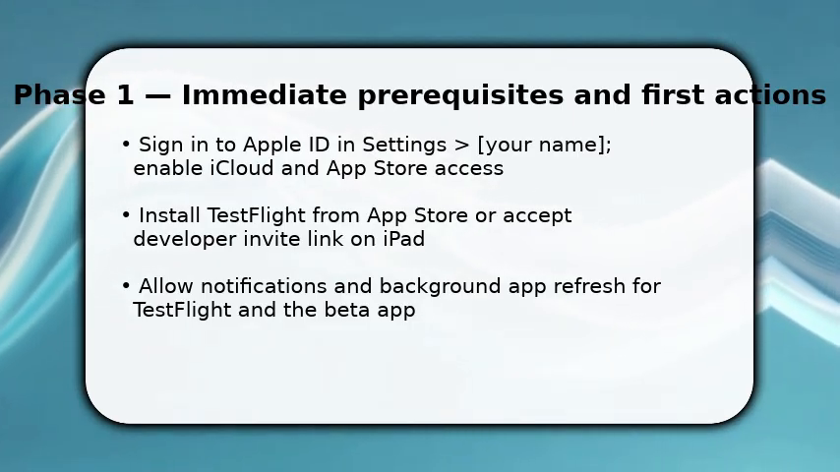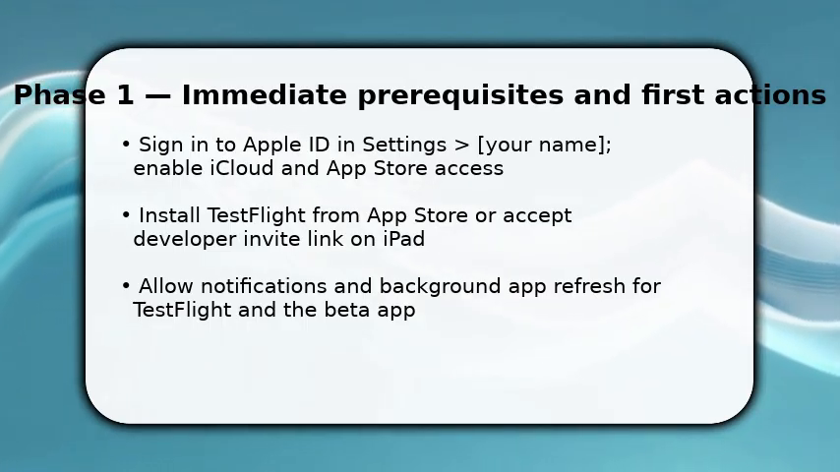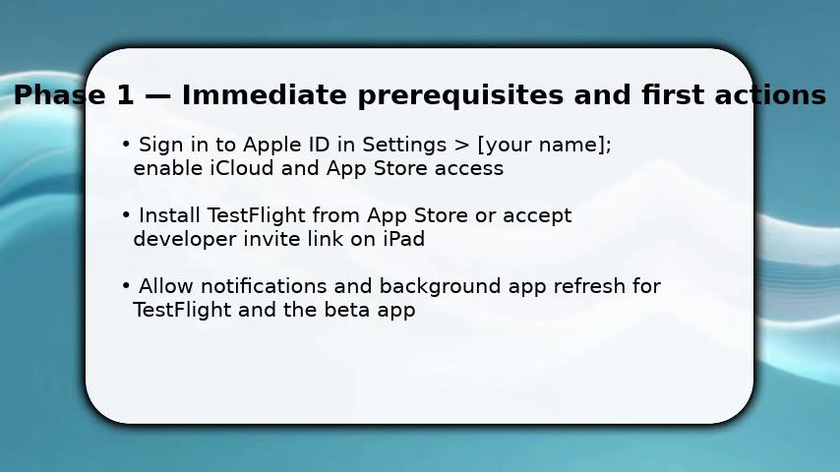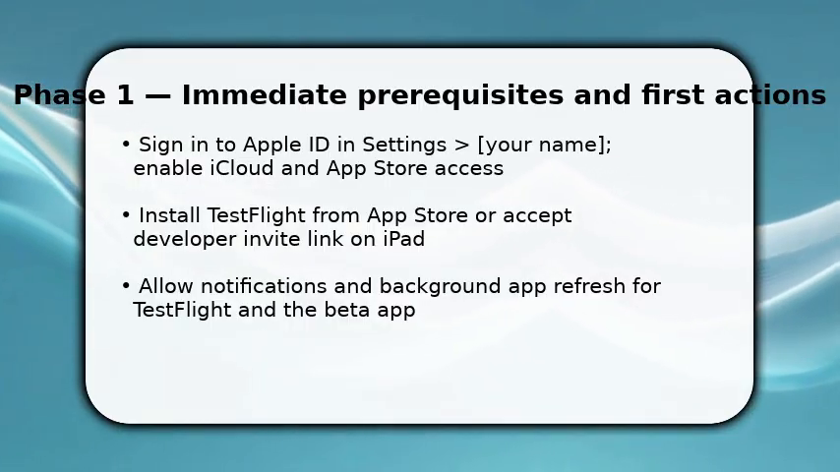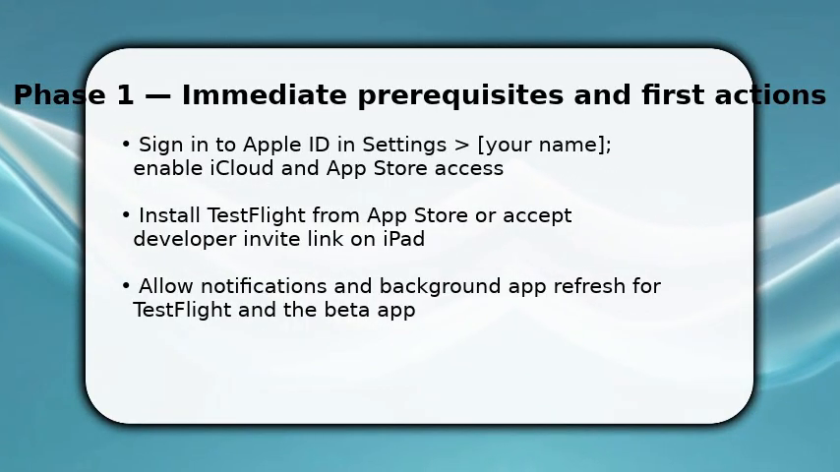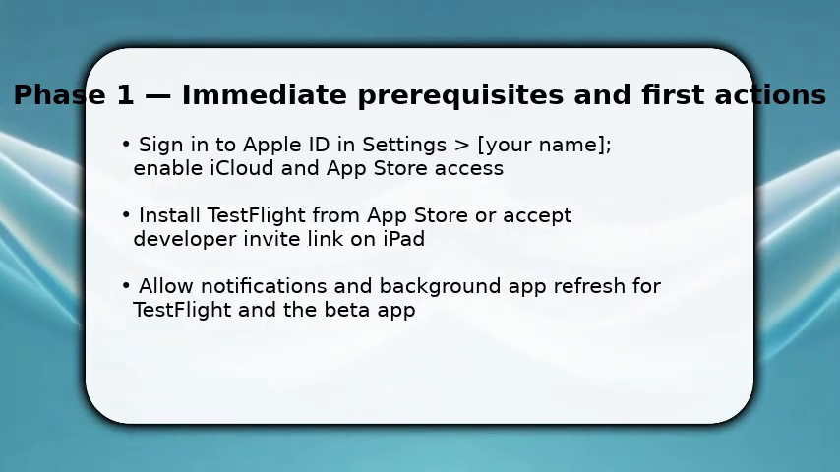Next, get the developer invite. Tap the TestFlight link in Mail or Safari and choose Open in TestFlight to accept. Once done, install TestFlight if needed and allow notifications. This ensures you receive beta updates. Make sure background app refresh is enabled so TestFlight can check for new builds automatically.